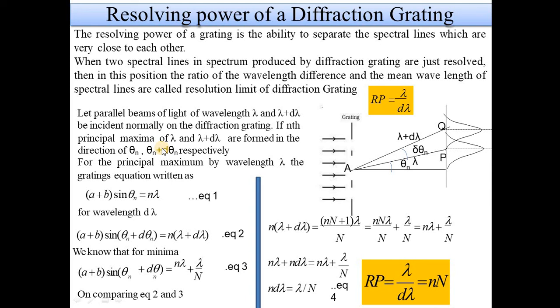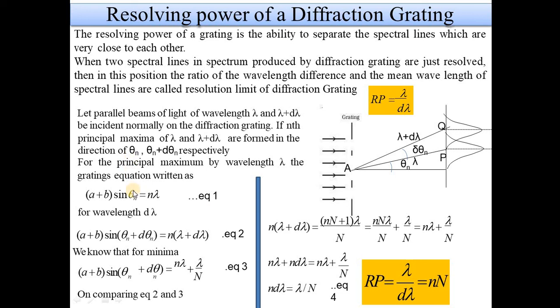For the principal maximum, we generally know the expression: a plus b sin theta n is equal to n lambda, for the wavelength lambda. If the wavelength is changed a bit by d lambda, there is a change in diffraction angle by d theta, and the equation becomes: a plus b sin of theta plus d theta n is equal to n into lambda plus d lambda. Equation 1 gets modified to equation 2.